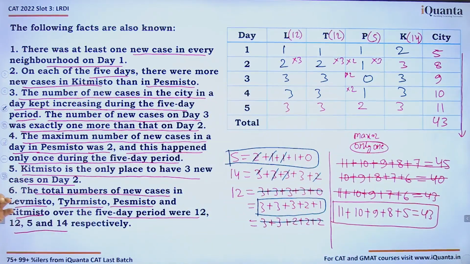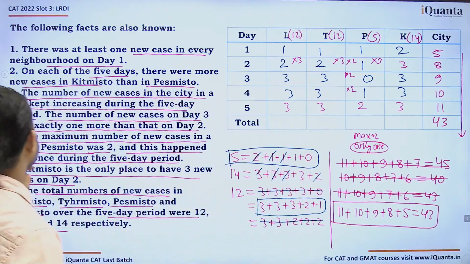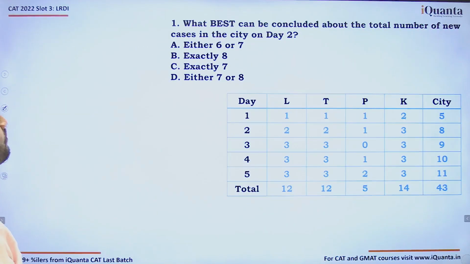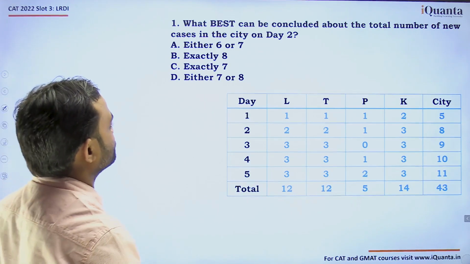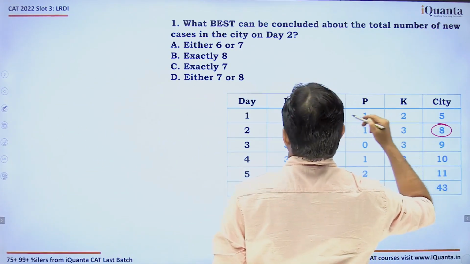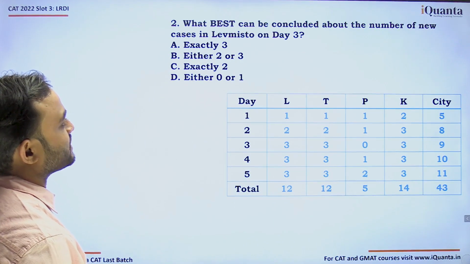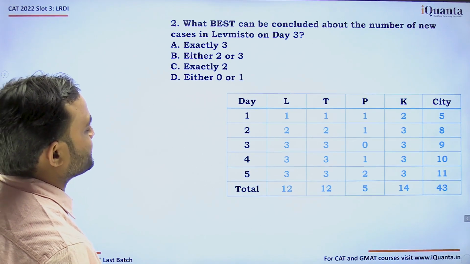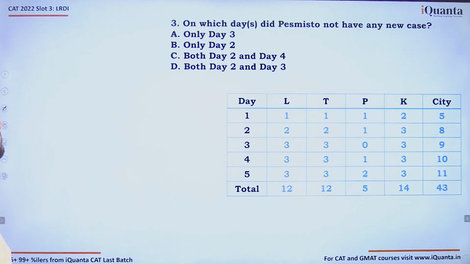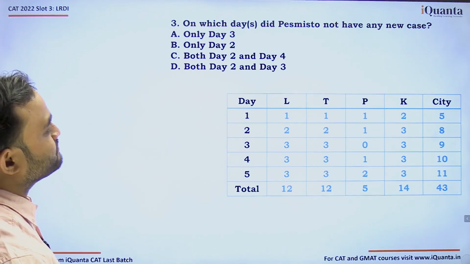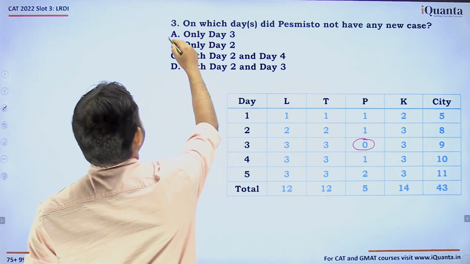Now we know the number of cases on every day on each neighborhood. Now we can solve these questions very easily. What best can be concluded about the total number of new cases in the city on day 2? On day 2, it's 8. Option B. Next, what best can be concluded about the number of new cases in Leominster on day 3? Leominster on day 3, it's 3. Exactly 3. Option A. On which days did Westminster not have any new case? Again, it's day 3. Only day 3.